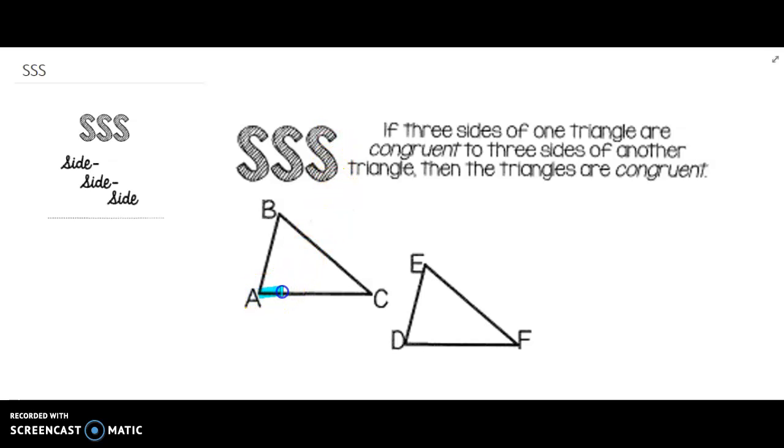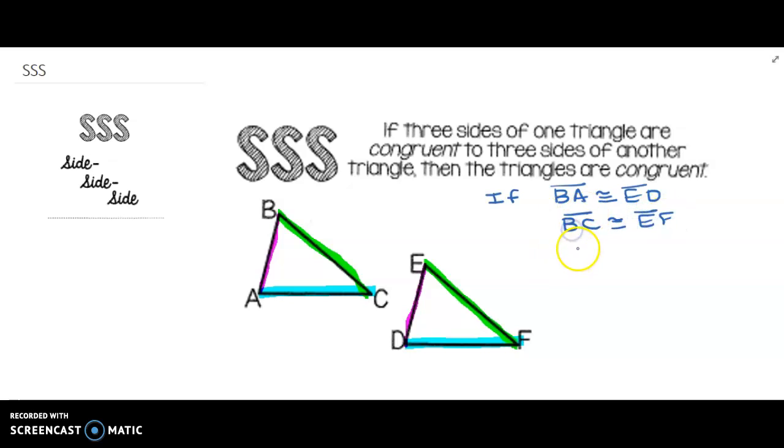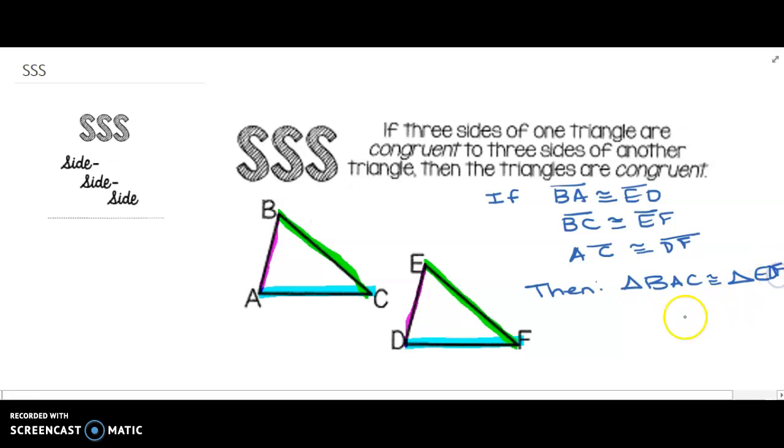So what this tells us is if I know that AC and DF are congruent, and if I know that BC and EF are congruent, and if I know that BA and ED are congruent, that's all I would need to say that the triangles are congruent. So I could say if BA is congruent to ED, and BC is congruent to EF, and then AC is congruent to DF, I could say then triangle BAC is congruent to triangle EDF, and that would be it.